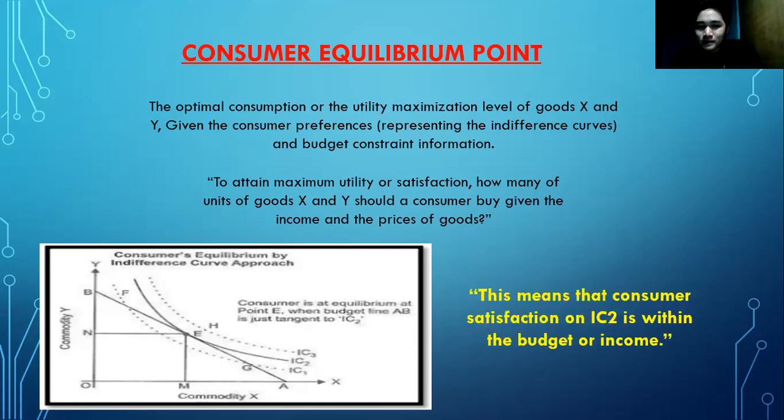Okay? So, this means that the consumer satisfaction in indifference curve 2 is within the budget or the income. So, that's why siya yung consumer equilibrium point or the maximum utility or satisfaction kasi nga within siya sa budget mo. Okay? Unlike dito kay H or si indifference curve 3 na para siyang imaginary or parang as if yun yung desire mo, pero hindi naman yun within sa pinaka-budget mo.